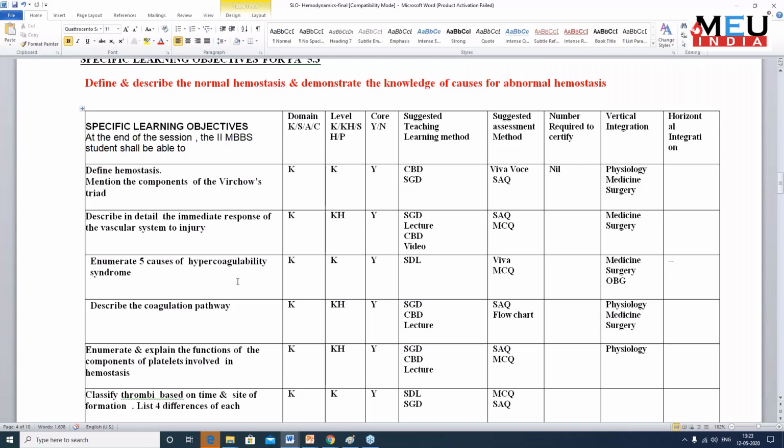Yes, ma'am. So I will phrase it as: correlate different types of hemorrhage in relation to size and site. Yes, ma'am. I have added that. Sir, I have added it in the second SLO because it has only 2 topics. I have added it there. This is a bit lengthy. Normal hemostasis is a bit lengthy.